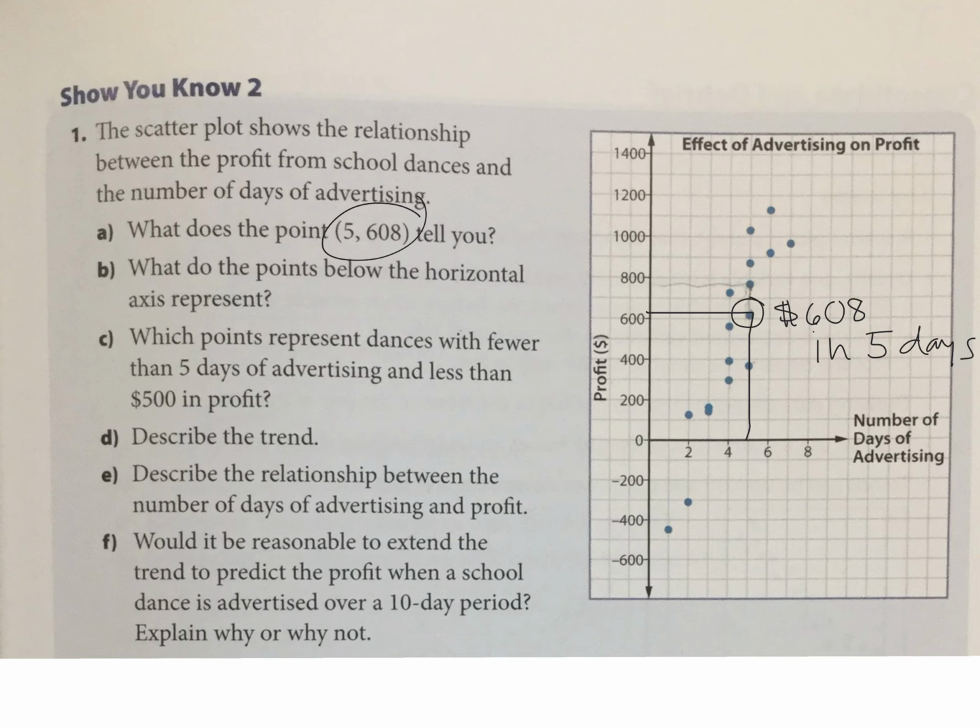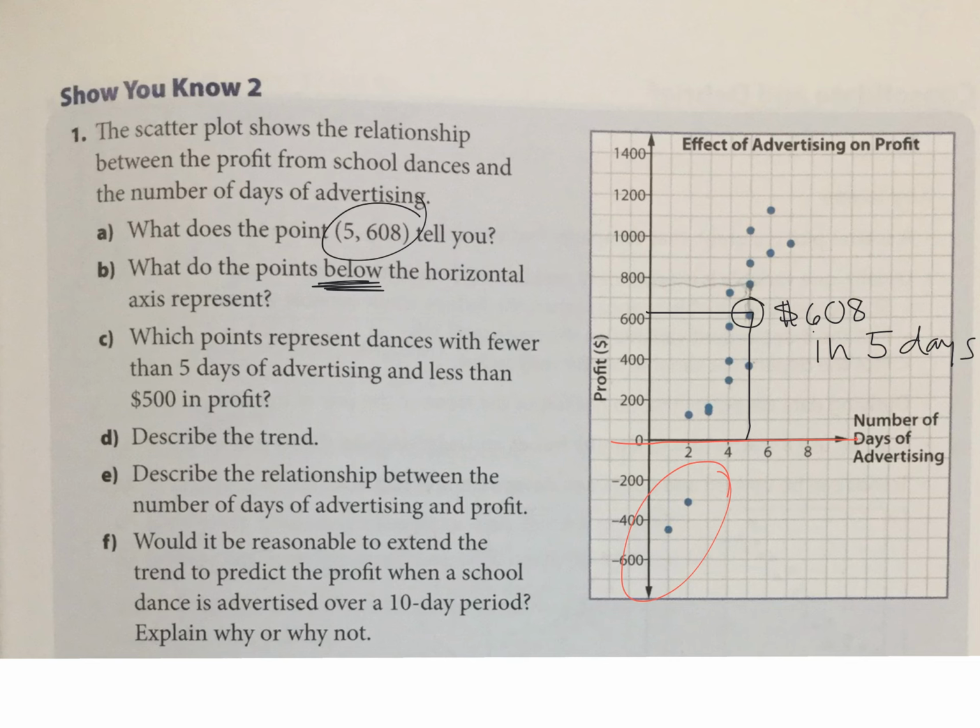Excellent. What do the points below the horizontal, remember this is horizontal, what do the points below that represent? What does that mean? Did they make a profit? No. It's negative, which means what? They lost money. They're in the negative, below zero, so they were losing money at that point. At the beginning, even though they were advertising, they weren't making any profit.